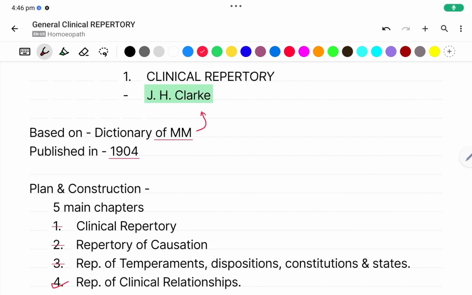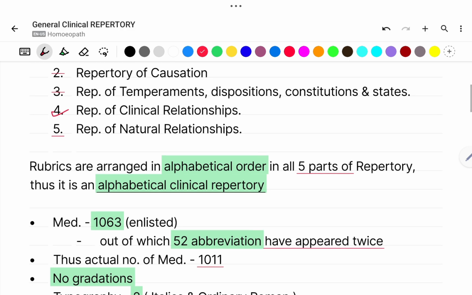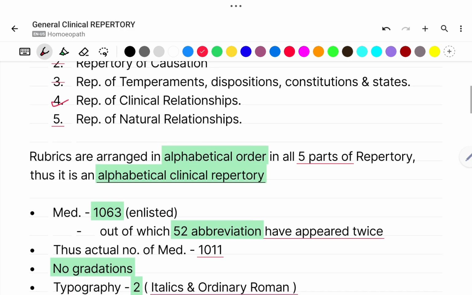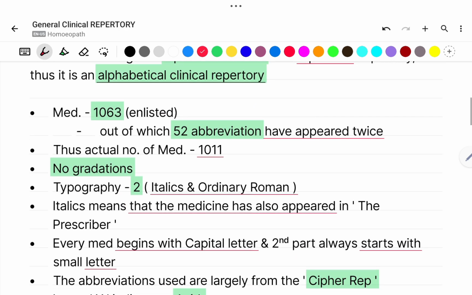So the main points are: Clinical Repertory published by J.H. Clark, which is based on Dictionary of Materia Medica published in the year 1904. It has five main chapters. It is an alphabetical clinical repertory. Total medicines are 1063, but the actual number of medicines is 1011. There is no gradation in this repertory.